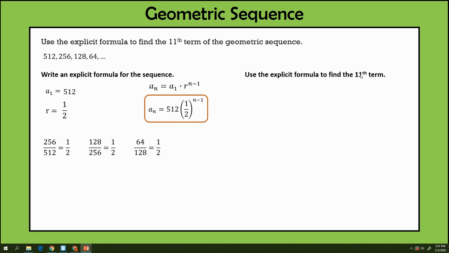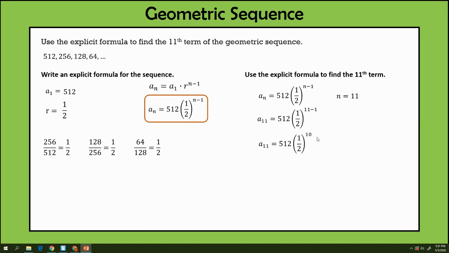Now they're asking us to find the 11th term. Okay, find the 11th term. So we're going to take our formula that we just found, and now we're going to let n be 11. That will give us our 11th term. So I'm going to replace both those n's with 11. So a sub 11, the 11th term of the sequence, is going to equal 512 times 1/2 to the 11 minus 1 power. So that's a sub 11 equals 512 times 1/2 to the 10th power.